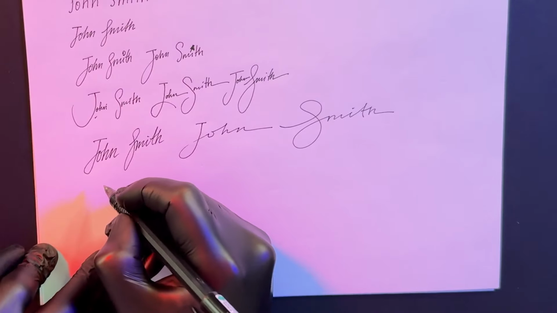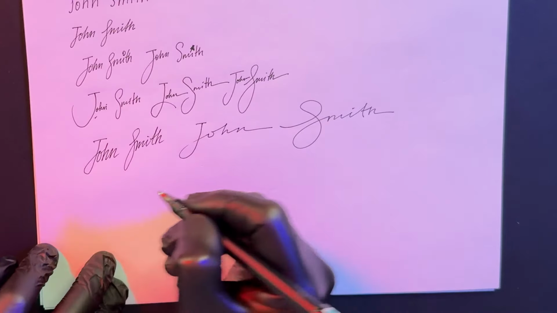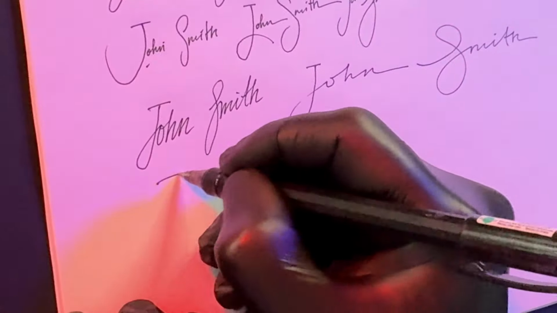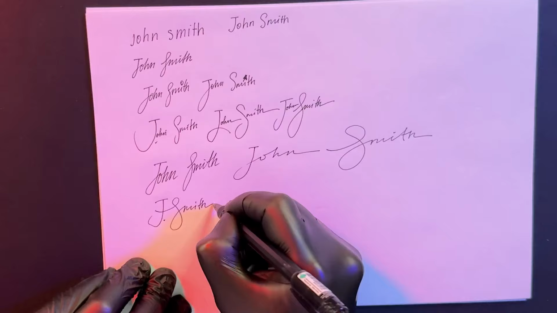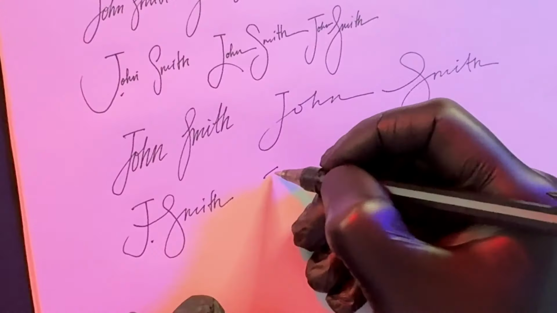Now let's go to abbreviations. You can start by playing with uppercase letters. For example, just leave J and connect it with S like this. Make everything more rhythmic as shown here.